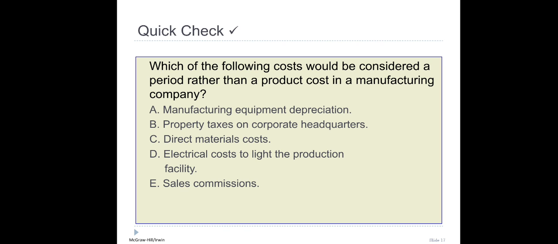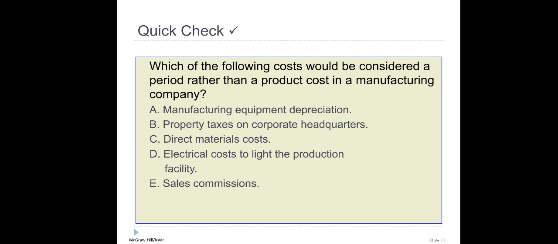A, manufacturing equipment depreciation is a manufacturing cost. It happened in the factory of the business. B, property taxes on corporate headquarters. Okay, B is an example of period cost because it is a non-manufacturing cost and it's supposed to be paid periodically every year.